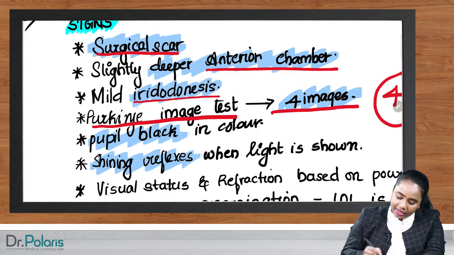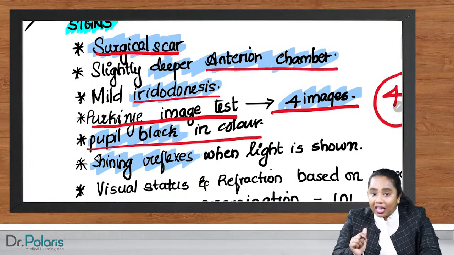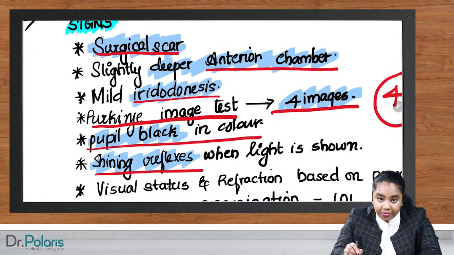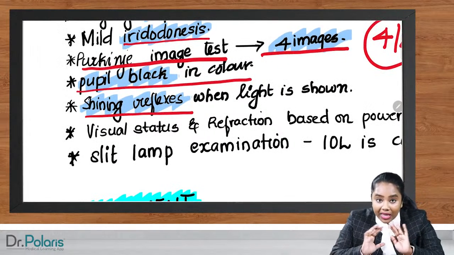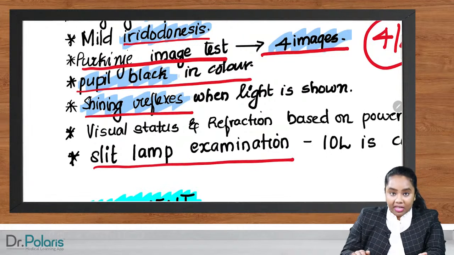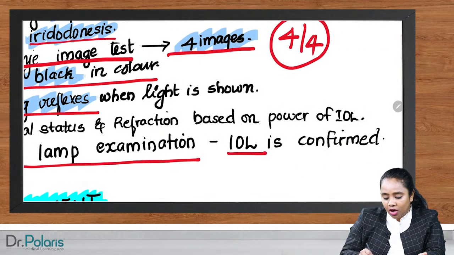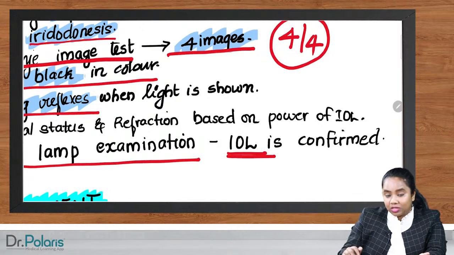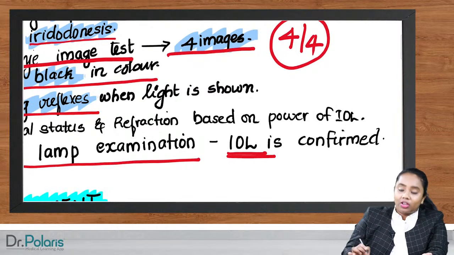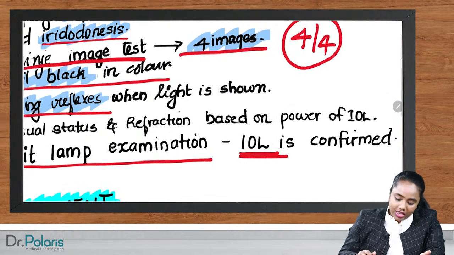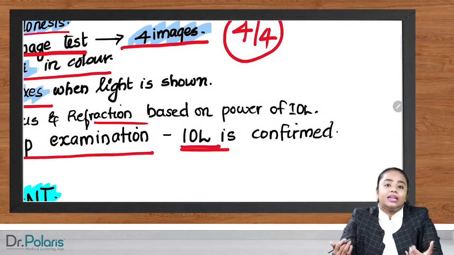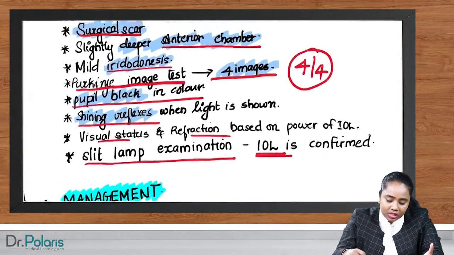Again, the pupil is black in color most of the time, but when light is shown, you can see small shining reflexes in the pupillary area. After complete dilatation of the pupils, when you examine under the slit lamp, you can see that there is an intraocular lens present inside. So when you completely dilate the pupil and examine under the slit lamp, an intraocular lens is confirmed within the eyes. Then the visual status as well as the refraction based power of the IOL should be determined. So this is about the signs.